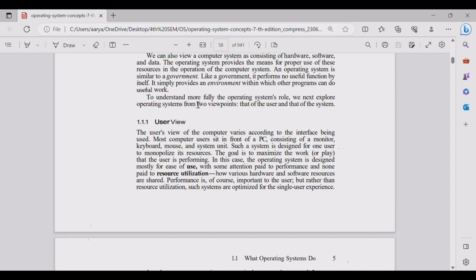In other cases, a user sits at a terminal connected to a mainframe or minicomputer. Other users are accessing the same computer through other terminals. These users share resources and may exchange information. The OS in such cases is designed to maximize resource utilization to assure that all available CPU time, memory, and I/O are used efficiently, and that no individual user takes more than her fair share. So this is all about the user view.